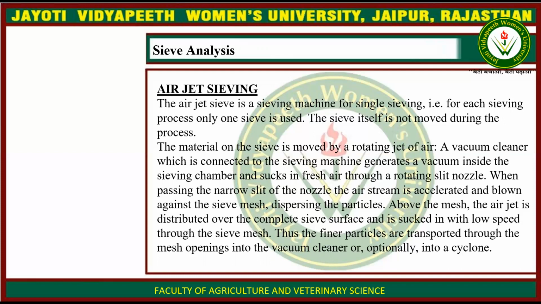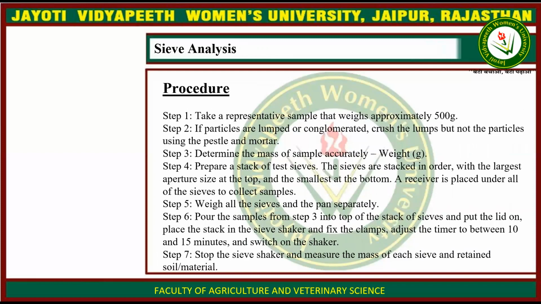nozzle. When passing the narrow slit of the nozzle, the air stream is accelerated and blown against the sieve mesh, dispersing the particles. Above the mesh, the air jet is distributed over the complete sieve surface and is sucked in with low speed through the sieve mesh. Thus, the finer particles are transported through the mesh openings into the vacuum cleaner or optionally into a cyclone.